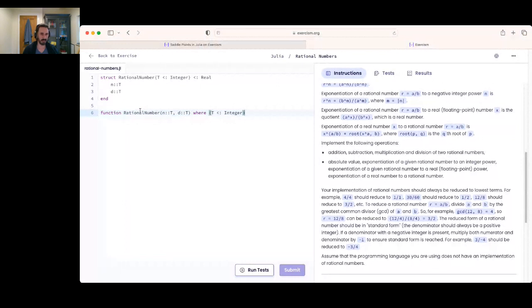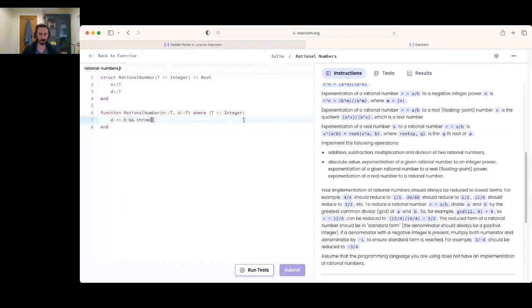So what we're just saying there is when we construct this, N and T both have to be of some sort of integer type, but we don't particularly care which one. We'll let Julia handle the rest of it. So if the denominator is 0, we're going to do a little trick. We do denominator 0 and throw.